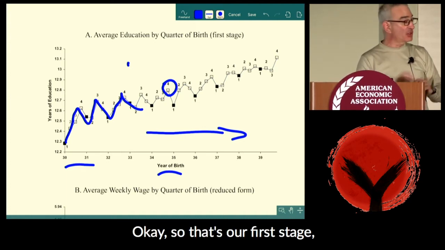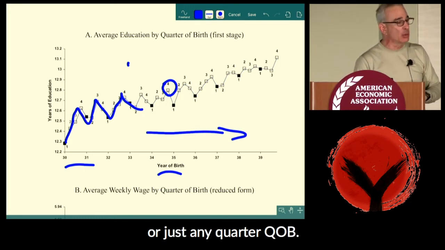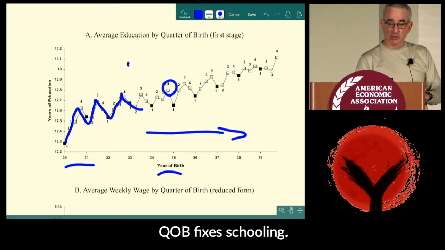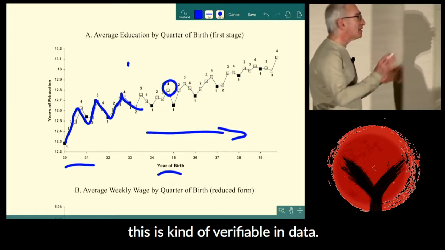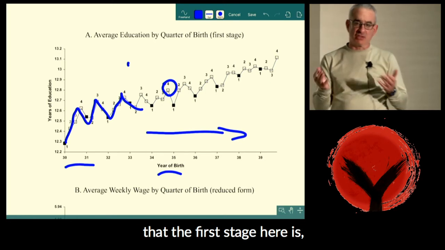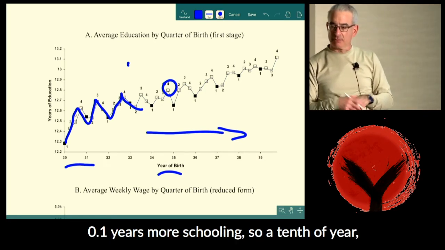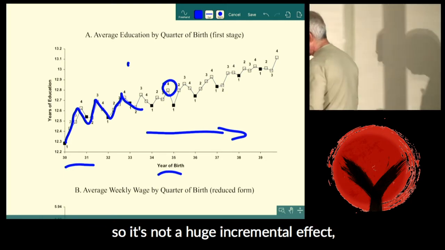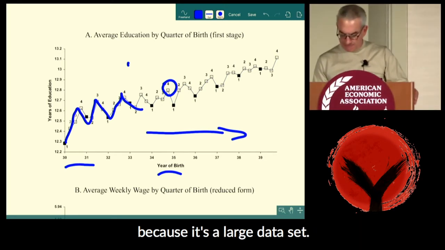Okay, so that's our first stage. Late quarter versus early quarter, or just any quarter, QOB. The instrument is QOB. QOB affects schooling. The second piece of the IV story, this is kind of verifiable in data. In fact, I'll show you in a second that the first stage here is, late quarter births get about 0.1 years more schooling, so a tenth of a year. So it's not a huge incremental effect, but it is very precisely measured because it's a large data set.